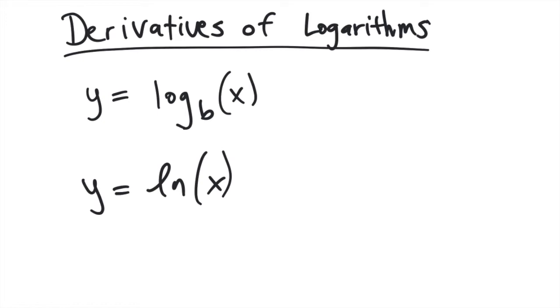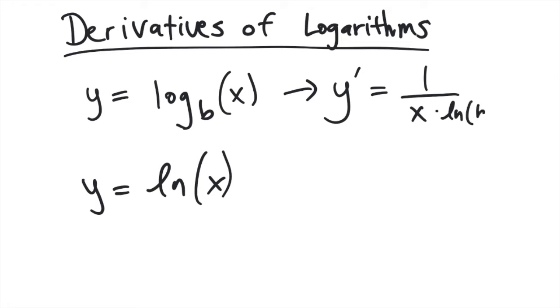With the first one, I'll just tell you up front what we get for the derivative, and then we'll look at where it comes from and why it works. When we take the derivative of the first one, we're going to get 1 over x, and then there's an extra natural log of b down on the bottom. And for the second one, y prime is just going to look like 1 over x.